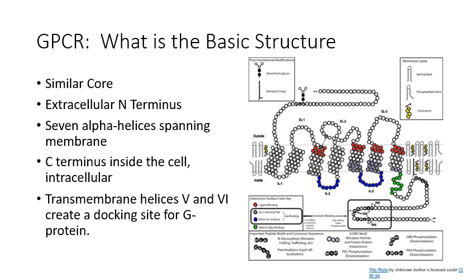Let's take a closer look at this structure. These G protein coupled receptors have similar cores. Then they have an extracellular N-terminus, and then they also have the intracellular C-terminus on the inside. The top of the page would be the outside of the cell. And then you can see the 7 alpha helices that are spanning the membrane.